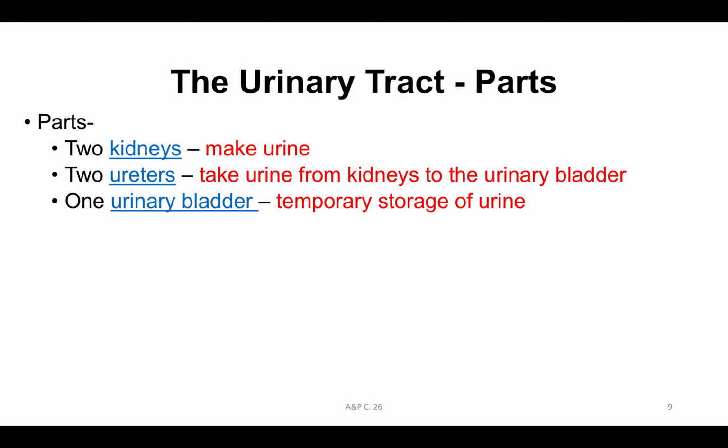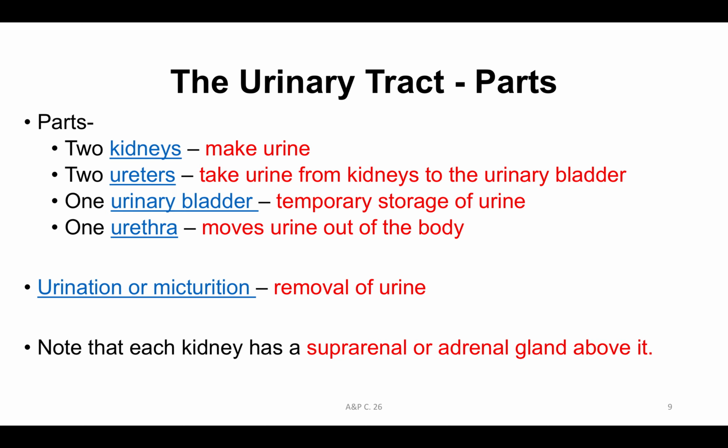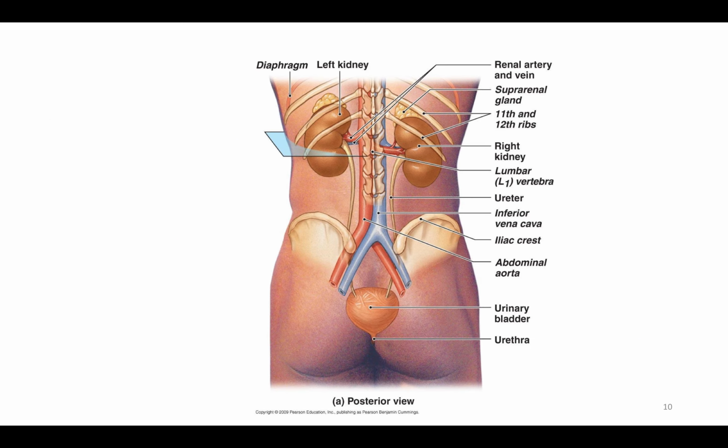So then we went into the parts of the urinary system. In your urinary system, you have two kidneys, which make urine. You have two ureters, which are tubes that are going to take urine from your kidneys to your bladder. You have the urinary bladder, which is going to store urine. And you have the urethra, which is the tube that moves urine out of the body. The process of urination, or the scientific term for it, is micturition. It's just when you're getting rid of your urine. And then each kidney also has an adrenal gland above it. And here's a diagram showing you where your kidneys are, your ureters, leading into your bladder and your urethra.